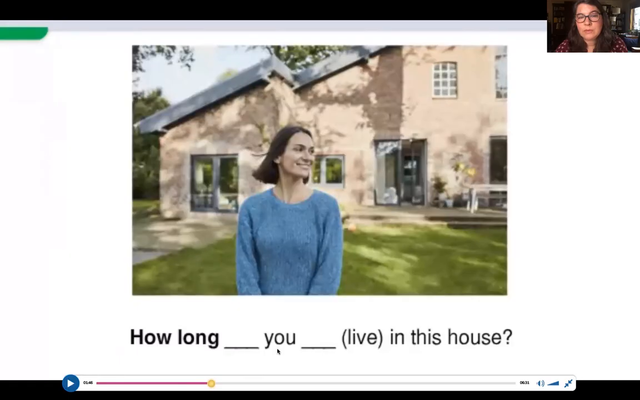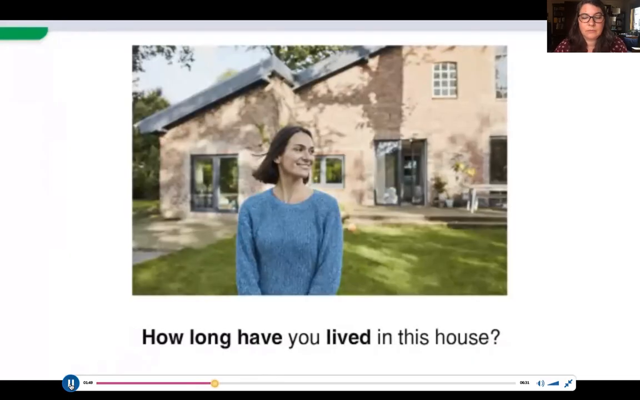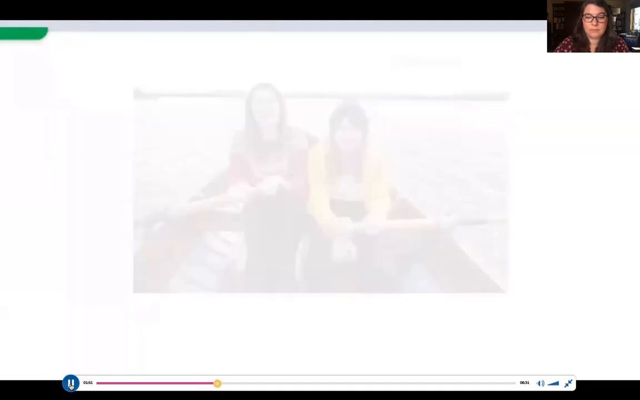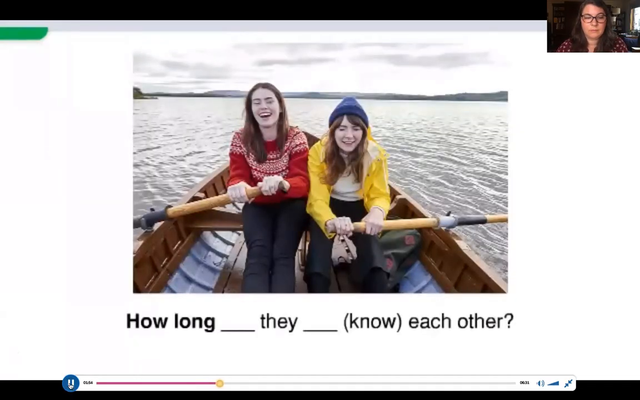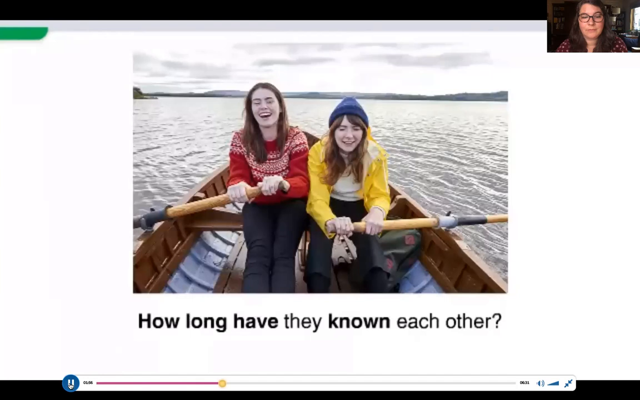Okay, it's you. So is it has or have? How long have you? And live is a regular verb, so lived, just ed. How long have you lived in this house? How long have they known each other? Okay, the verb to know is irregular. It's different. So you can't say knowed. It's irregular. You need to look on the chart and look in the third column. I will show you after.